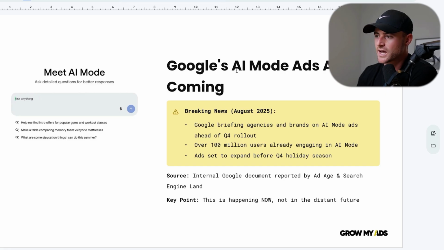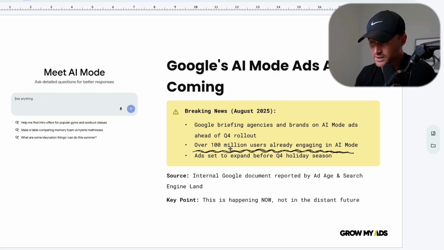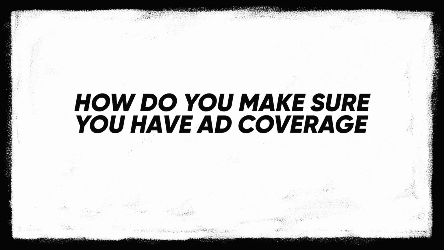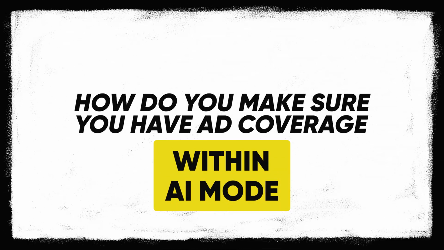So Google's AI mode, what they're claiming is that over 100 million users are already engaging with it. That's a pretty mind-blowing number. And then ads are set to expand before the Q4 holiday season. So they want to push more ads to AI mode knowing the holidays are about to come up, right? So this is happening right now. How do you make sure you have ad coverage then within AI mode? Well, thankfully, it's very simple.